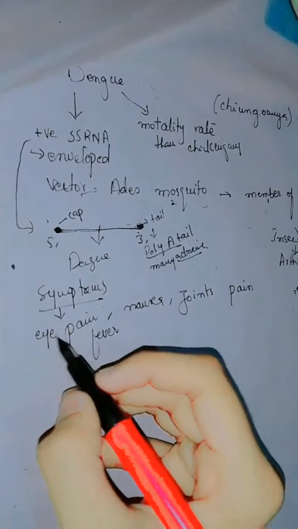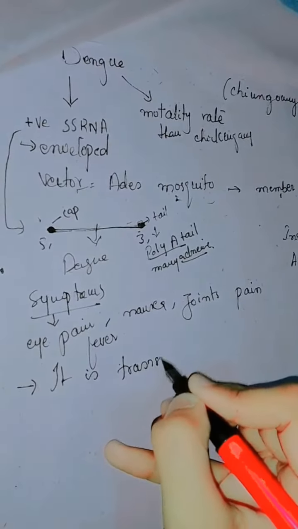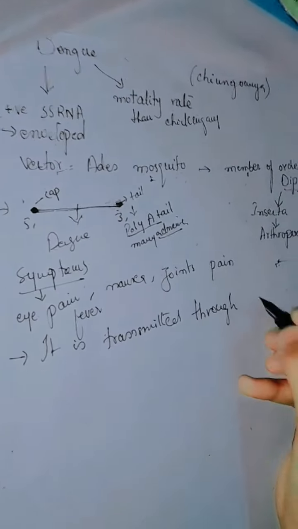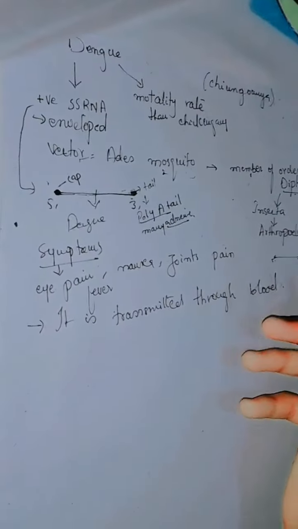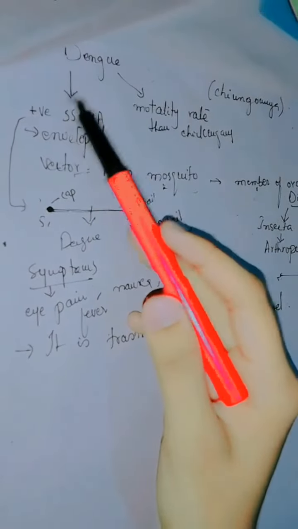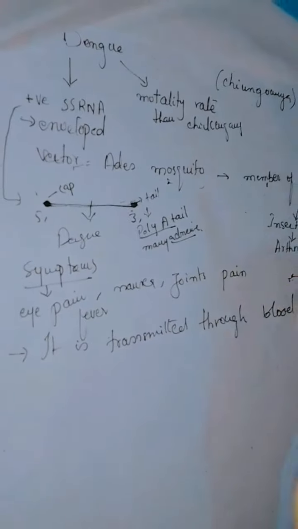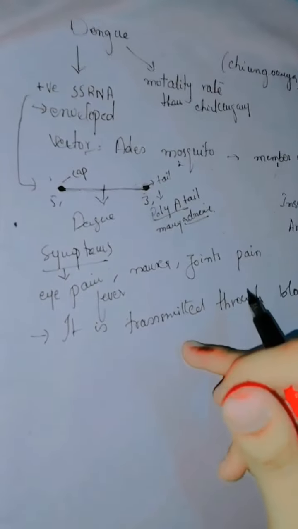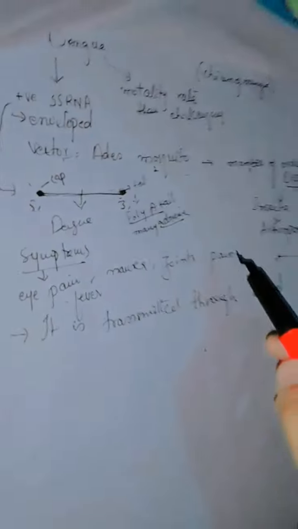Those are basically the symptoms of dengue virus. Now it is basically transmitted through blood. Mostly it is transmitted through blood. And nowadays in Pakistan it is a very common disease, means it is causing too many deaths, its mortality rate is much higher. So it is very common nowadays. So it is transmitted through blood, and the symptoms of it are eye pain, nausea, joints pain, and fever.